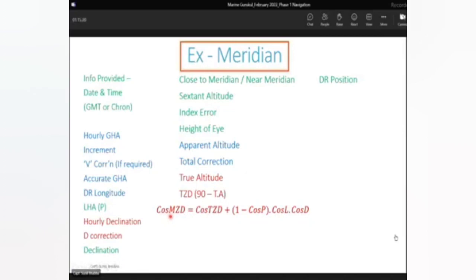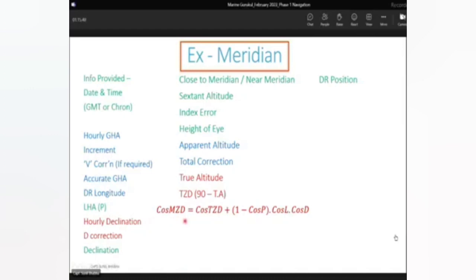So we can calculate the MZD, though it is not a Merpass sight, it is taken before or after meridian passage. It is not a Merpass sight, but still using this we can calculate the MZD, and this MZD can be combined with declination in the same way as was done in a Merpass observation to get the observed latitude. So that was the whole purpose of ex-meridian.